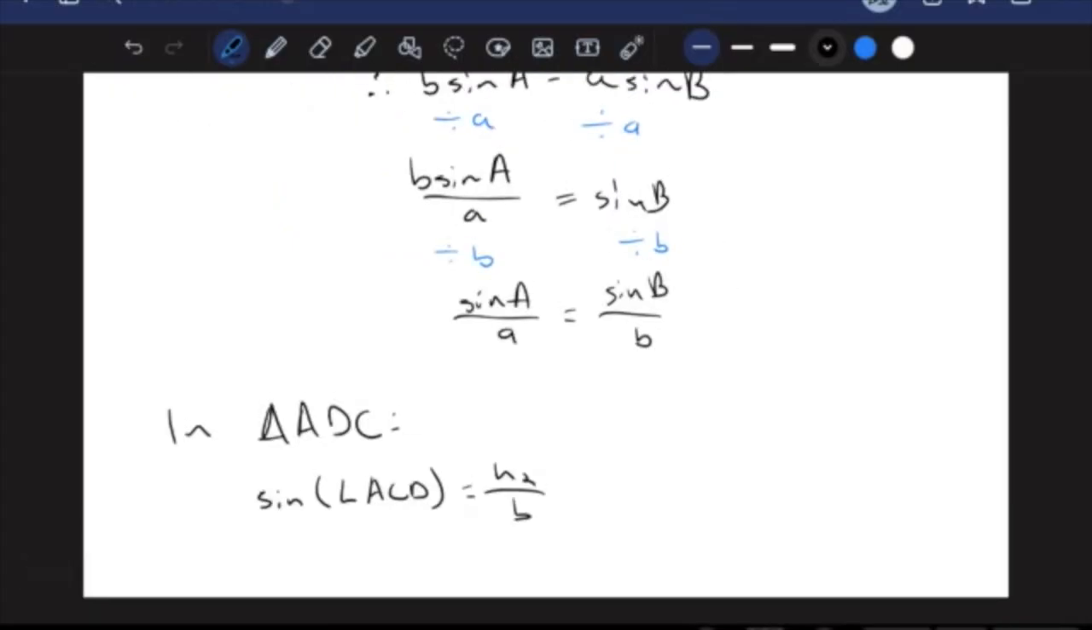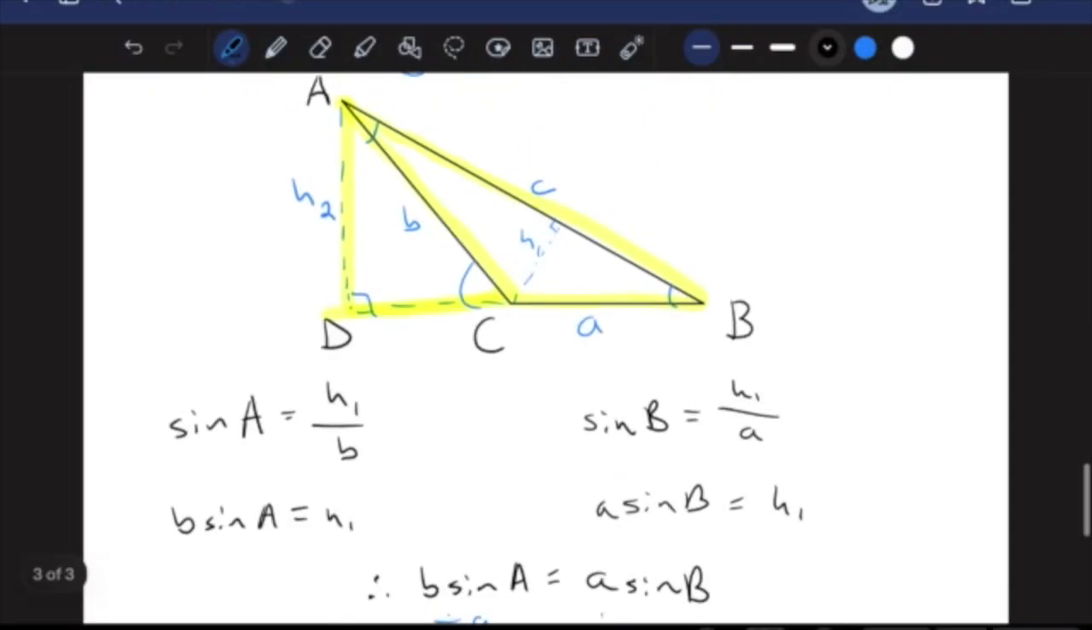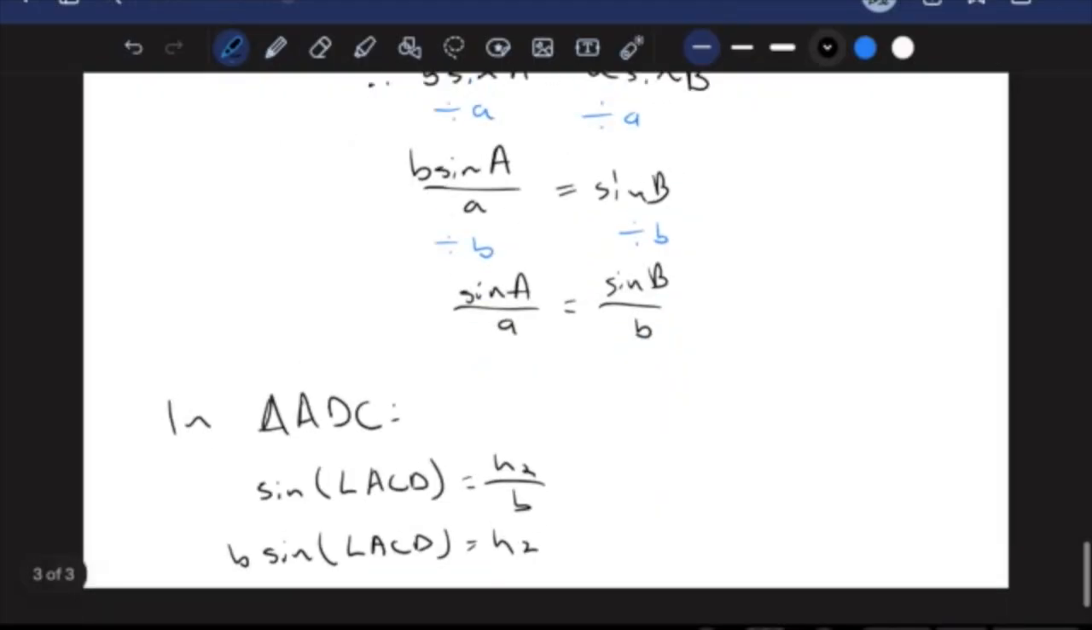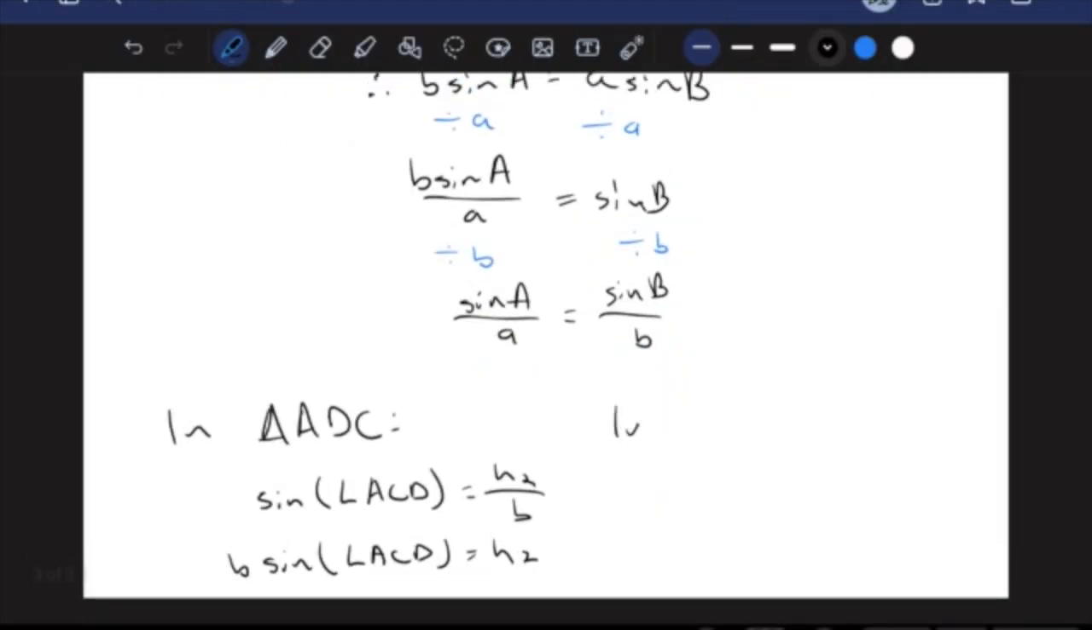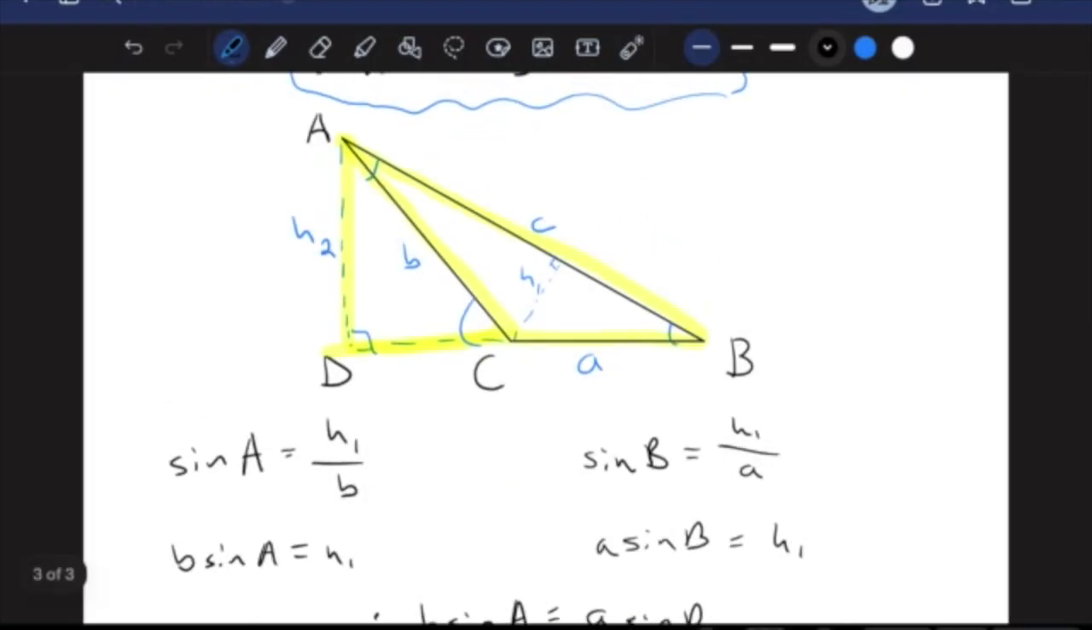Cool. Now I'm going to rearrange this. I'm going to say B sine angle ACD equals H2. And then I'm going to talk about this triangle over here, so my larger one. So that was my triangle ADB. So I'm going to write here, in triangle ADB, this larger right angle triangle I've made.